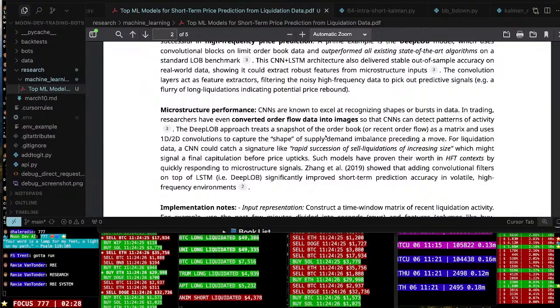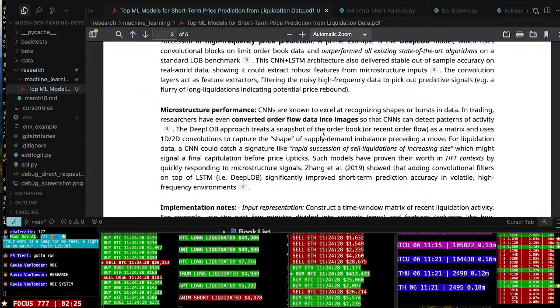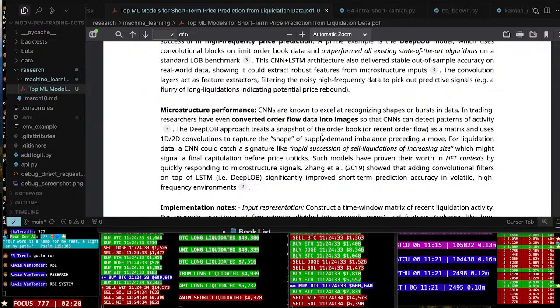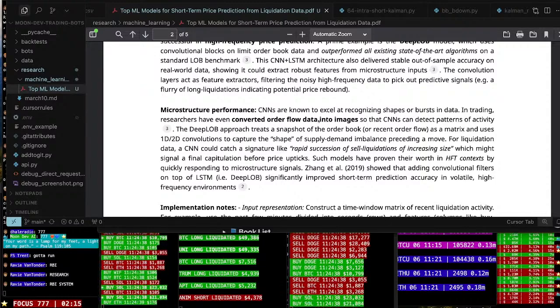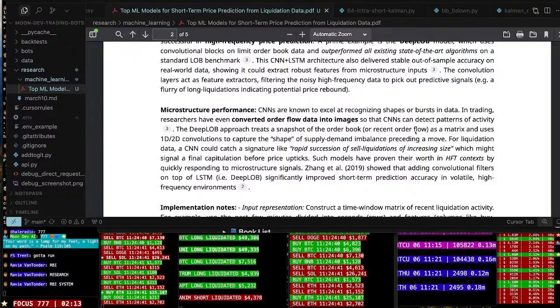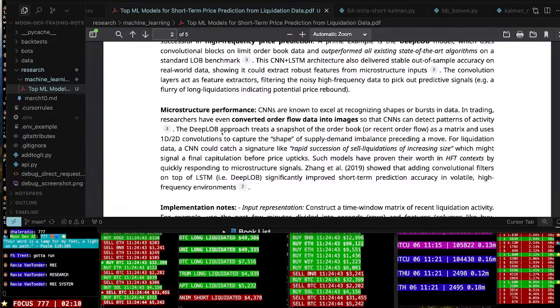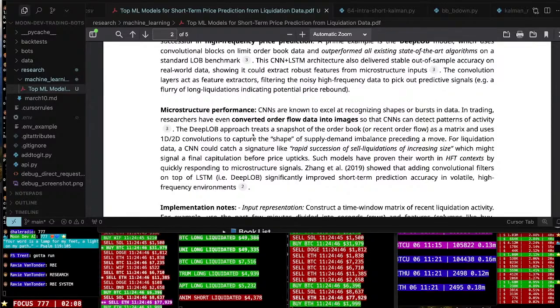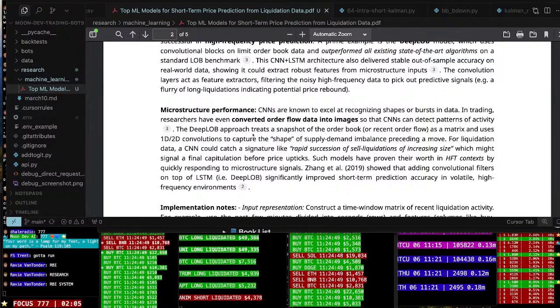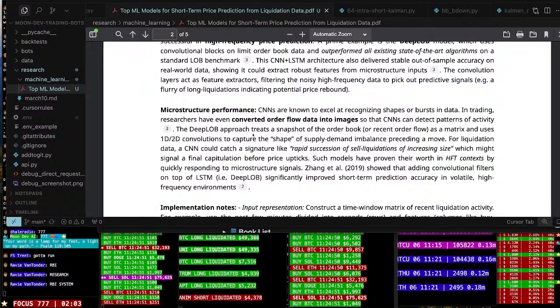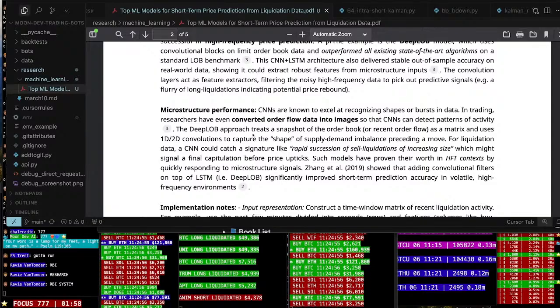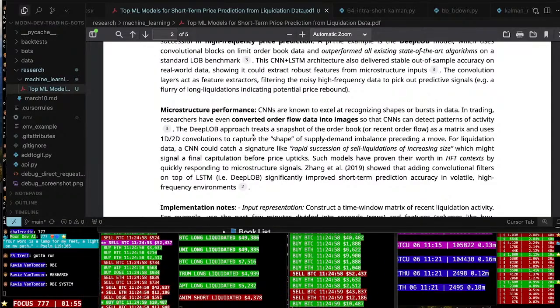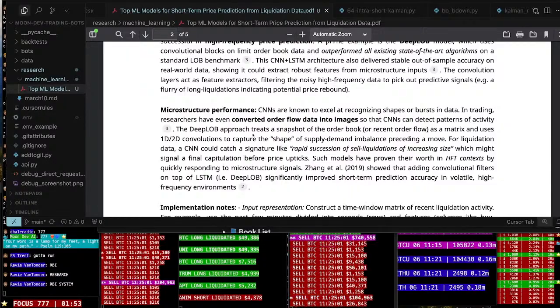Microstructure performance. CNNs are known to excel at recognizing shapes or bursts in data. In trading, researchers have even converted order flow data into images so that the CNNs can detect better patterns of activity. The DeepLOB approach treats a snapshot of the order book or recent order flow as a matrix and uses 1D, 2D convolutions to capture the shape of supply-demand imbalances preceding a move.